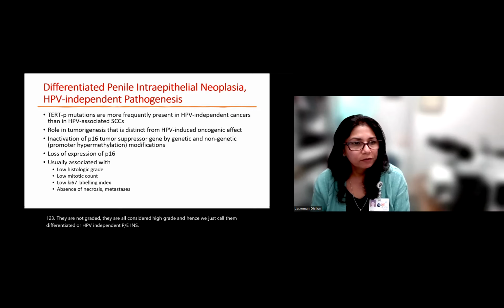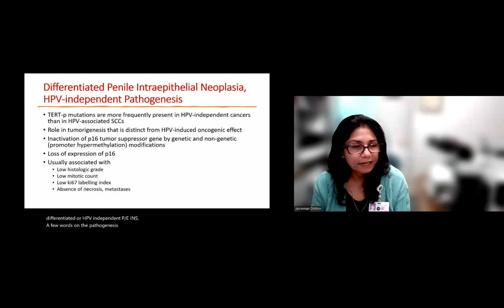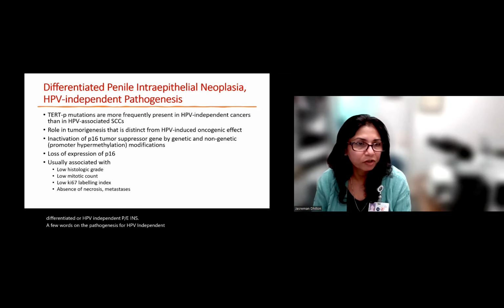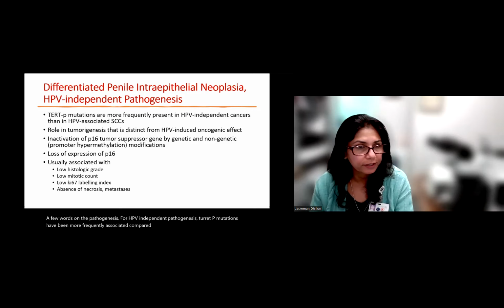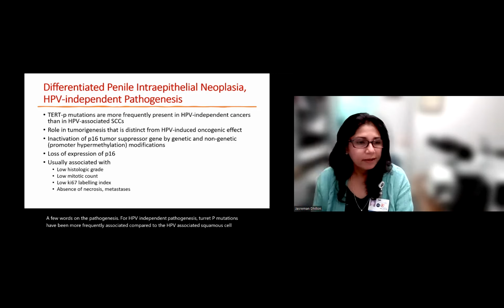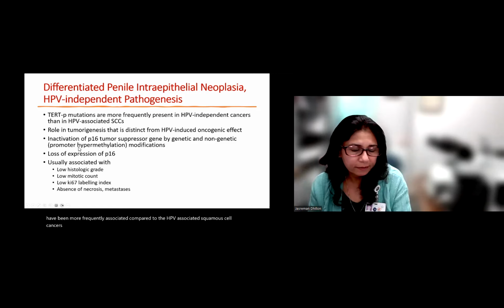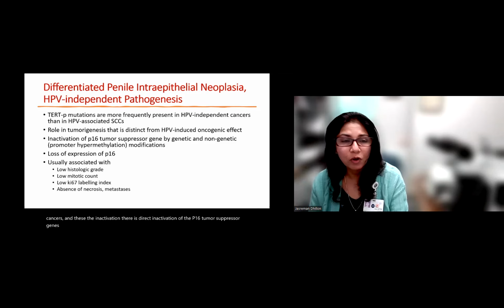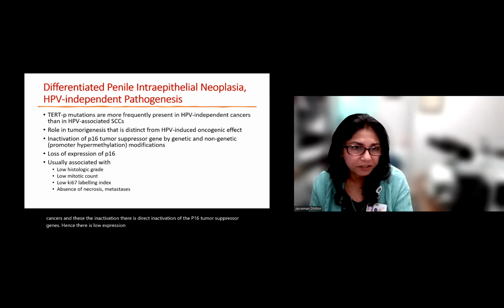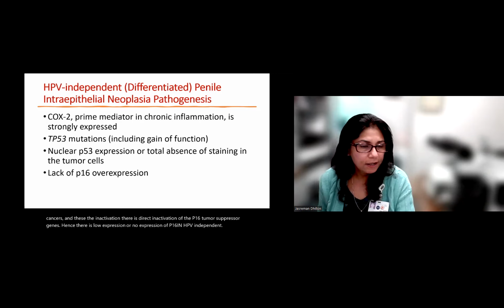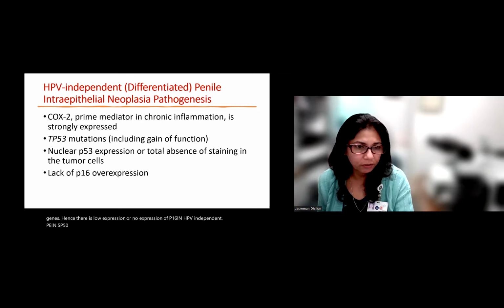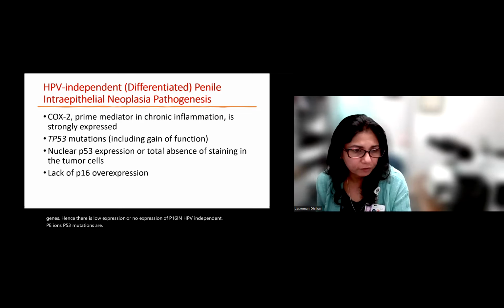A few words on the pathogenesis. For HPV-independent pathogenesis, TERT-P mutations have been more frequently associated compared to the HPV-associated squamous cell cancers. And there is direct inactivation of the P16 tumor suppressor genes. Hence, there is low expression or no expression of P16 in HPV-independent PEINs. P53 mutations are present in the majority of these.